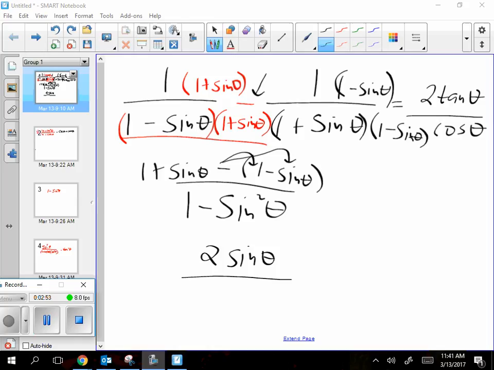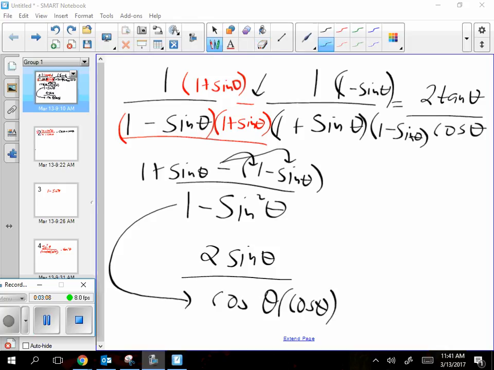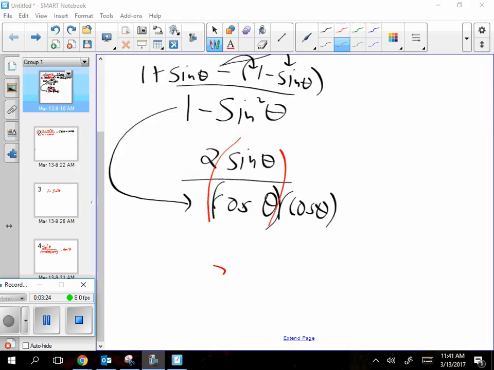On the bottom, I could replace 1 minus sine squared with cosine squared. Then, I personally like to break up the cosine squared into cosine times cosine. So I'm going to do that. So cosine theta times cosine theta. That's the same as cosine squared, right? But why did I do that? Because now, right here in the middle of my problem, I have a sine over cosine. And what is sine over cosine? Tangent. So then, I have 2 tangent.